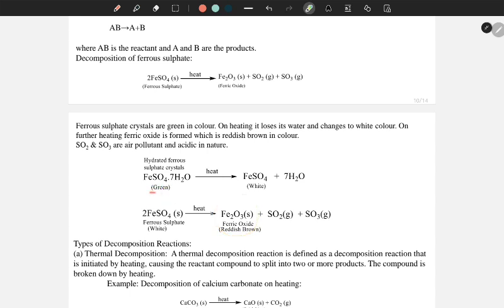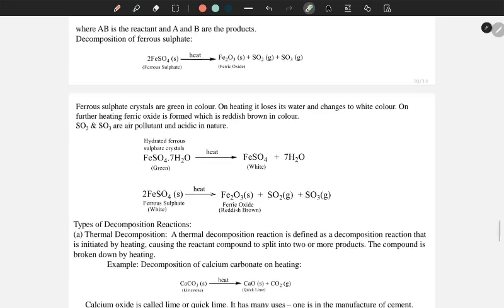So here what happened? First green turned to white, then white turned to reddish brown. That means first hydrated ferrous sulfate became ferrous sulfate. That means water separated due to heating, and then on heating again, ferrous sulfate converted to ferric oxide, that is reddish brown in color.